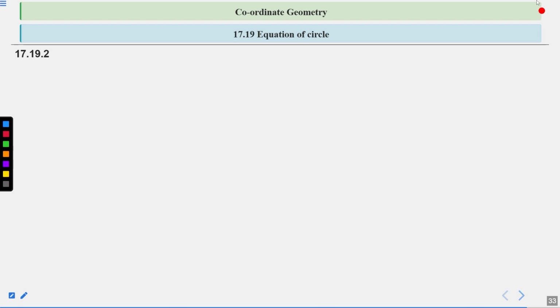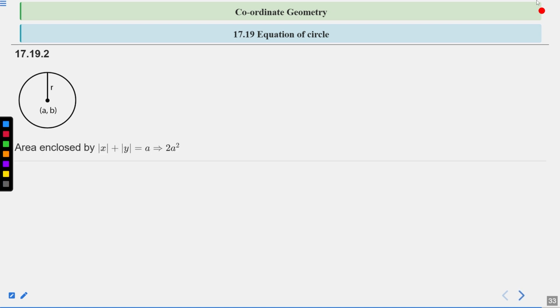Equation of the circle. This is the diagram. So area enclosed by mod of x plus mod of y equals a, or we can say that 2a square.